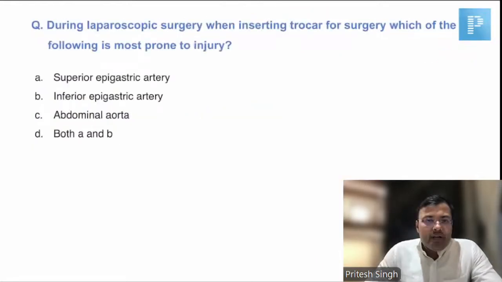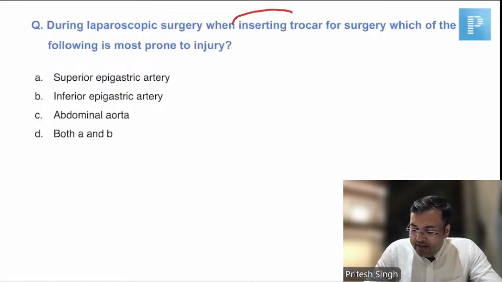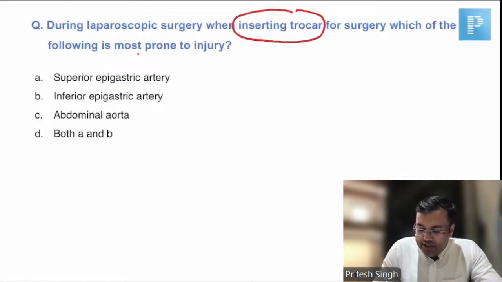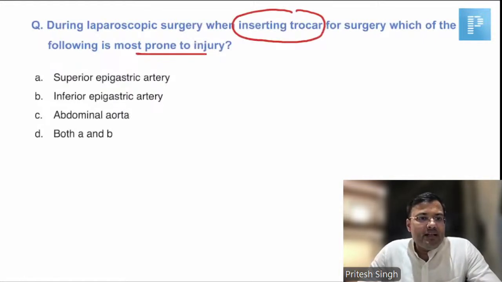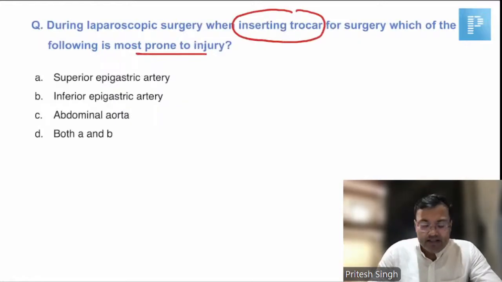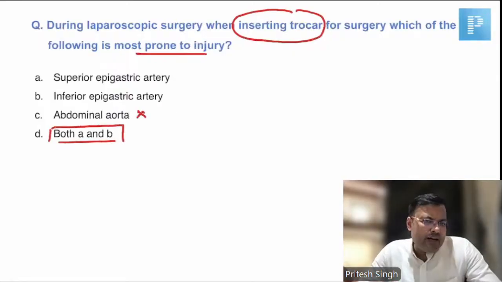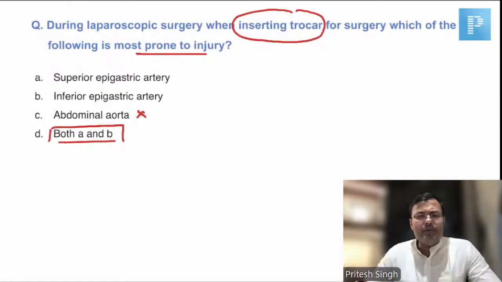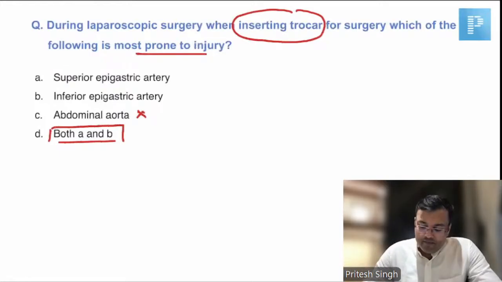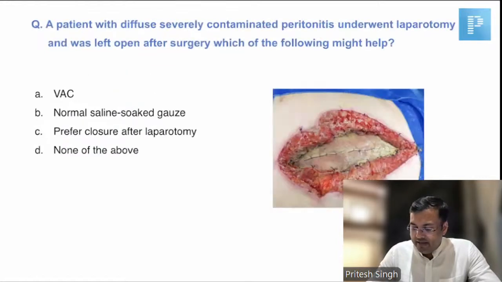Next, during laparoscopic surgery, when inserting the trocar, which of the following is most prone to injury? So guys, there is increased risk of injury of the epigastric arteries, both superior as well as inferior epigastric. So the correct answer is A and B. Abdominal aorta is highly unlikely. Why? Because it is located in the retroperitoneum. Since you are inserting the trocar, the most commonly injured arteries are the superior as well as inferior. So both A and B are correct. Clear? So the correct answer is D.